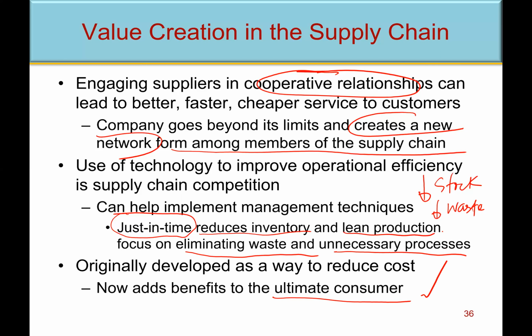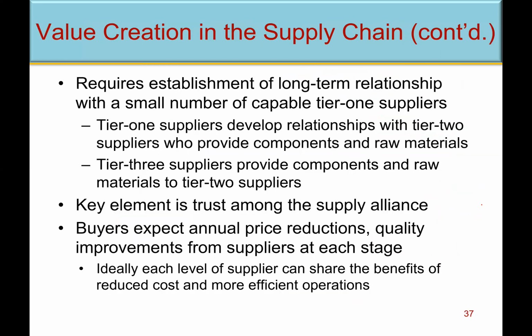In e-commerce, what they compete on is which one is able to deliver product to the customer in a short lead time. Customers are very demanding today. What they want is, I want it as soon as possible. So supply chains have to create value. This requires establishment of long-term relationships with a small number of capable tier one suppliers. They have to work very closely with tier one suppliers, who are the main suppliers in the market. Why? Because the tier one suppliers develop relationships with tier two suppliers who provide components of raw material.